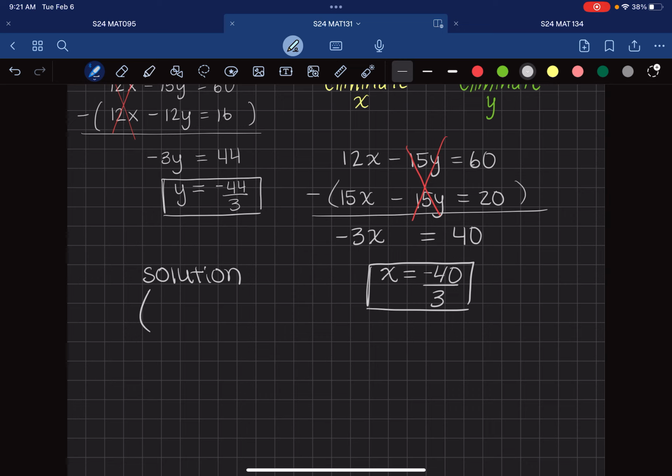So basically, the original two equations, they're linear equations. If I graphed them, the intersection point would happen at negative 40 thirds, comma negative 44 thirds. And that would be our solution.